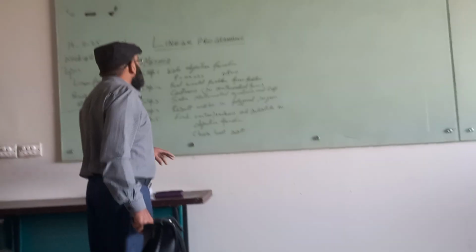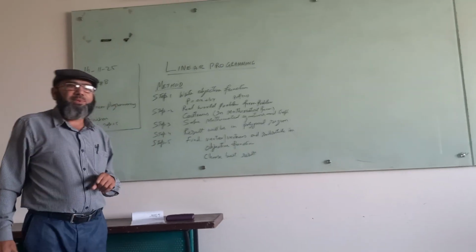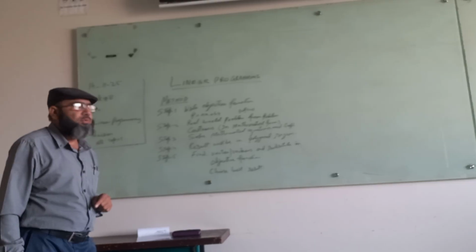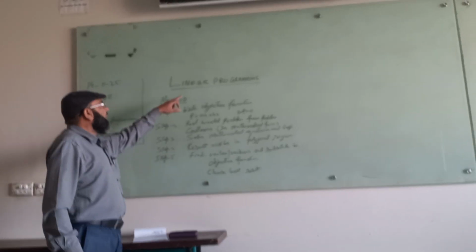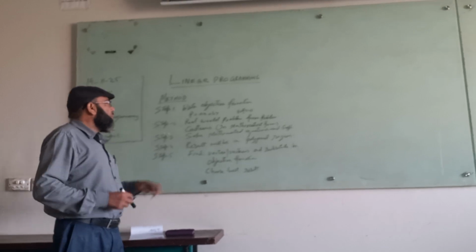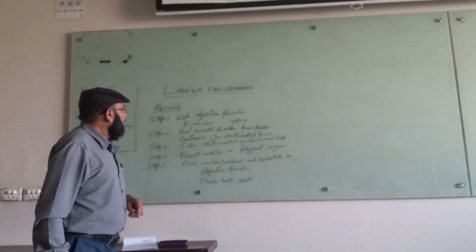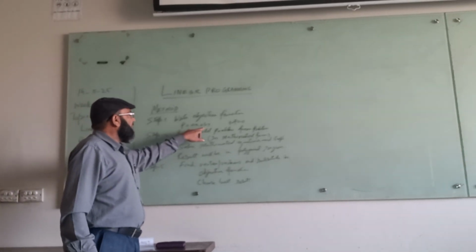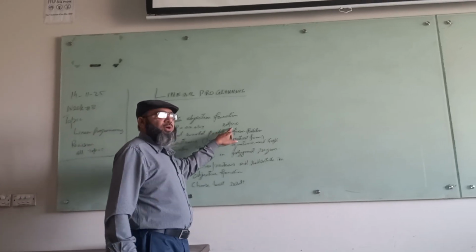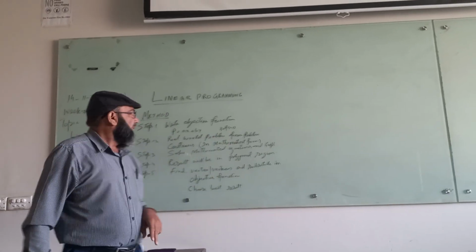What is the method of linear programming? The method is this, step by step. Step 1, write the objective function. P is equal to ax plus by. It's a linear function. P is a function of x and y, two variables.